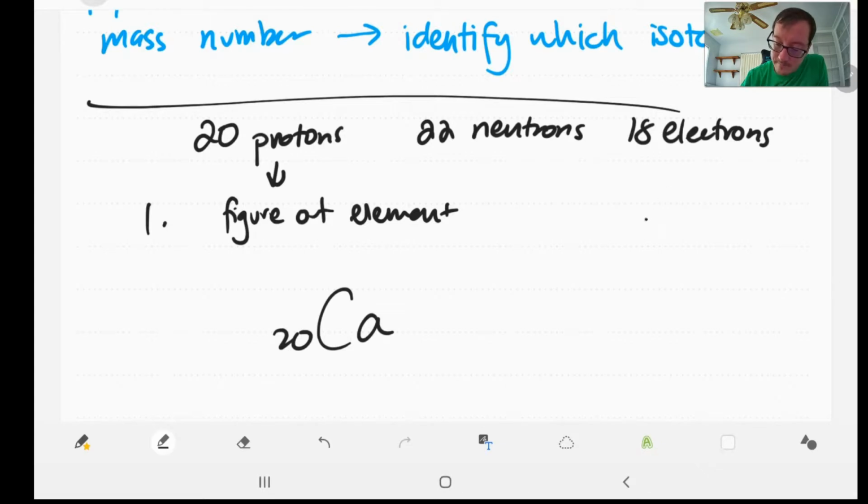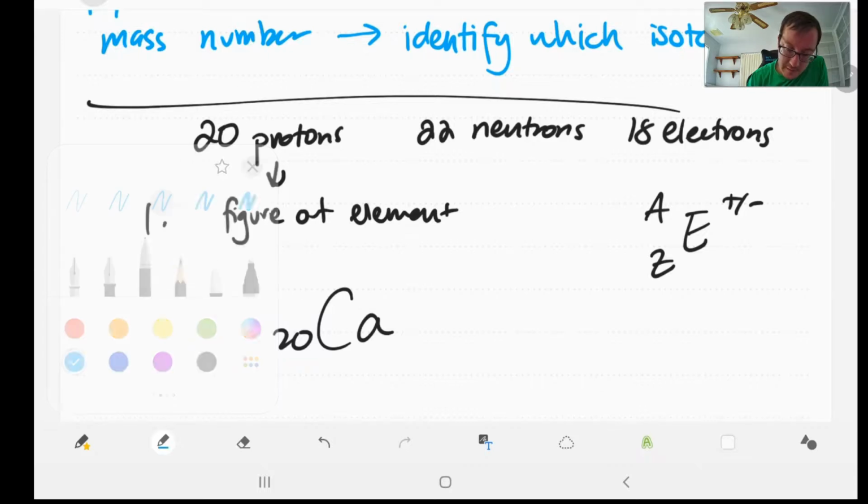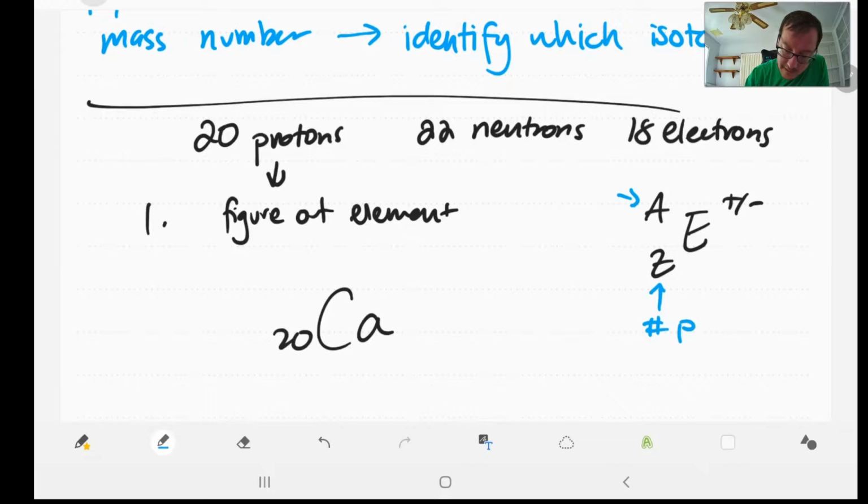So remember, we have a lot of information here. We have the atomic number, the number of protons. We have the mass number. And then we have the charge. These are all parts of the symbol. So we have our protons. We now have two other things to look at. We want to look at the mass number, and then we want to look at the charge here.